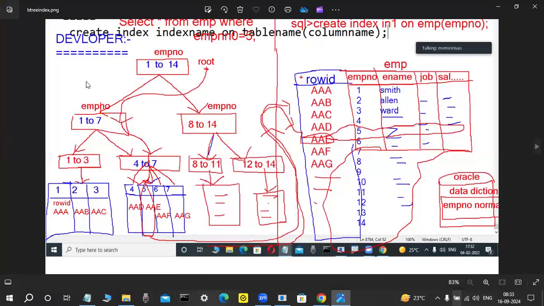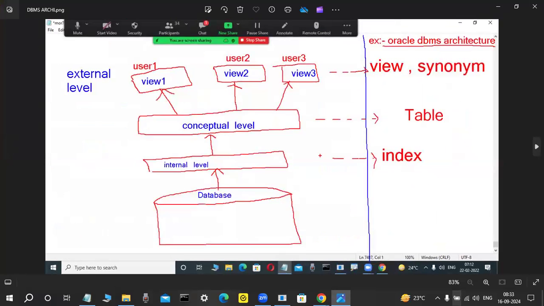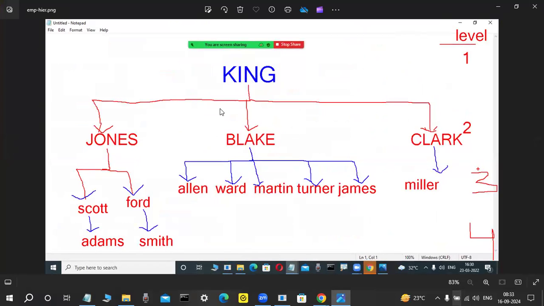Can you observe it here? This is a tree structure. How this tree structure is converted into a table, we will learn in the future. Here the root node, King, is a manager. Under King, Jones, Blake and Clark are working, and under Blake these employees are working. Like this, the tree structure is there. This is called a tree structure.